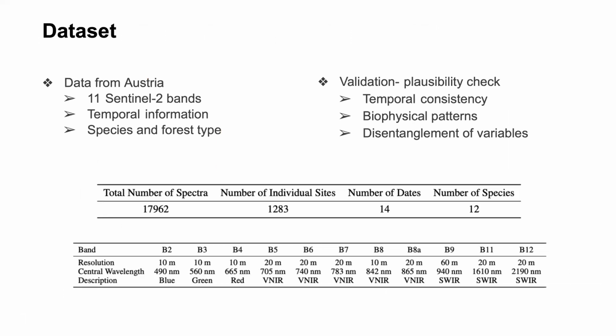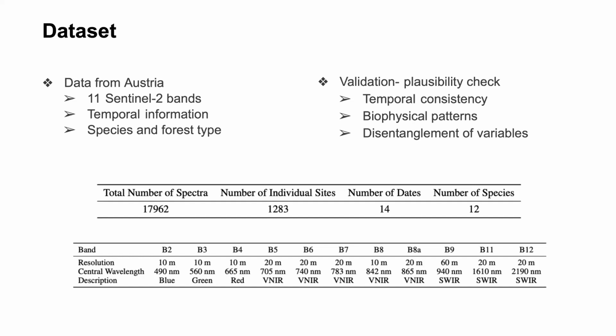The data set we are going to use comes from Austria. It contains individual spectra extracted from different individual sites, and for each individual site it covers 14 temporal steps. Every spectrum can also be traced to the tree from which it was extracted. Those trees can be attributed to 12 species, which can be further clustered into 2 forest types, coniferous and deciduous forest.